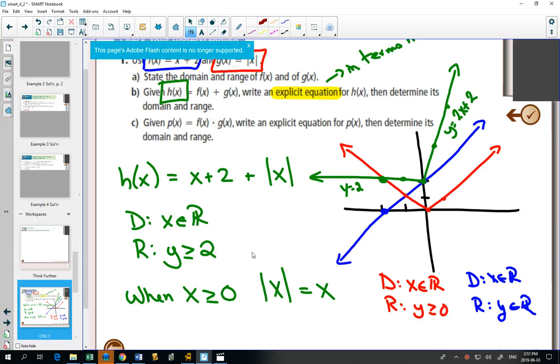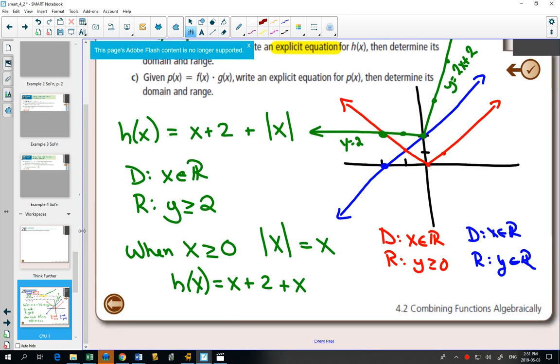And if the absolute value of x is equal to x, then h of x is the same as x plus 2 plus x, and we get 2x plus 2.